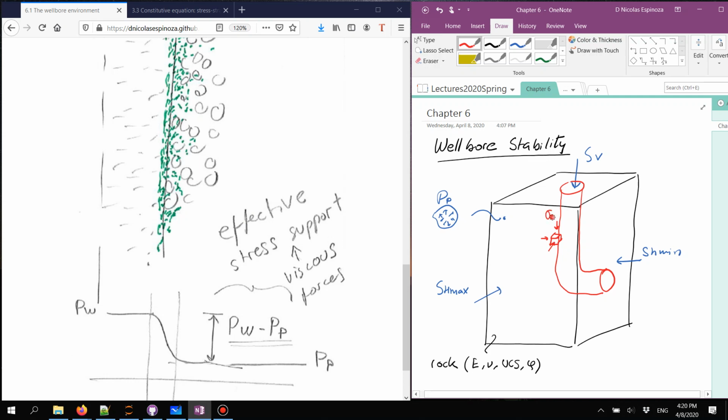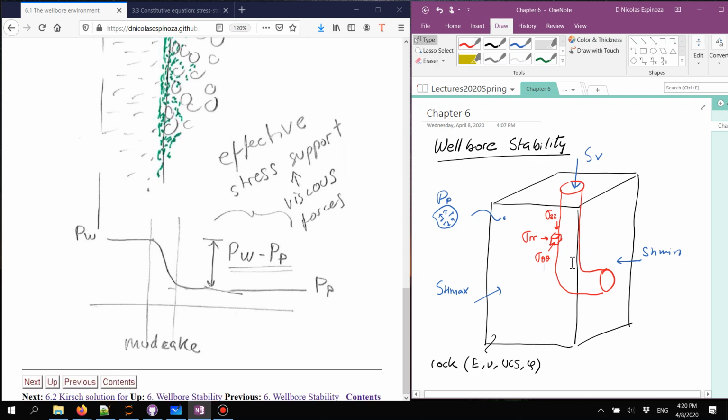Let me go a little bit further. I'm going to add some variables over here that we're going to see in just a bit what they are. This is going to be the vertical stress for a vertical wellbore. This is going to be the radial stress, and this is something which is called the hoop stress. All right.